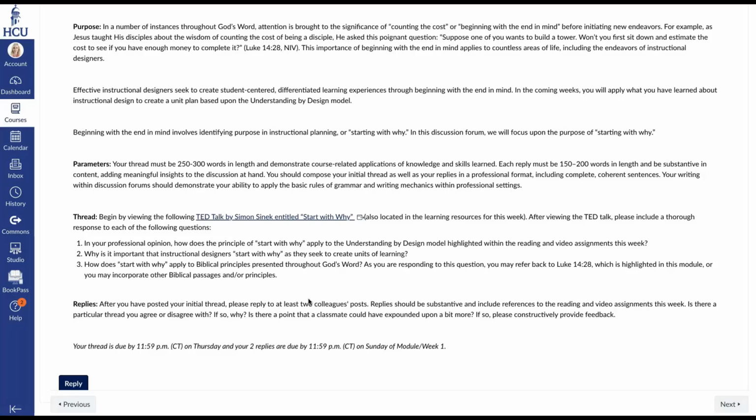Please also think about whether there is a particular thread you agree with or disagree with, and if so, why. Is there a point that a classmate could have expounded upon a bit more? If so, please constructively provide feedback. Your initial thread is due by 11:59 p.m. on Thursday of Module Week 1, and your 2 replies are due by 11:59 p.m. on Sunday of Module Week 1.